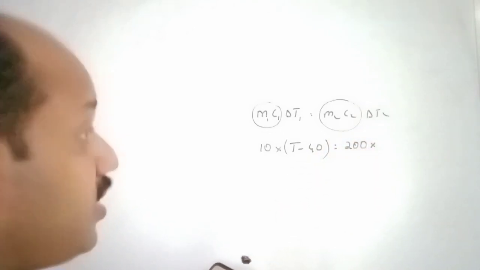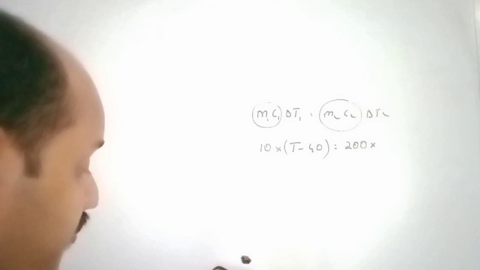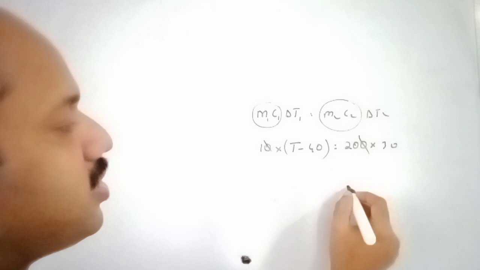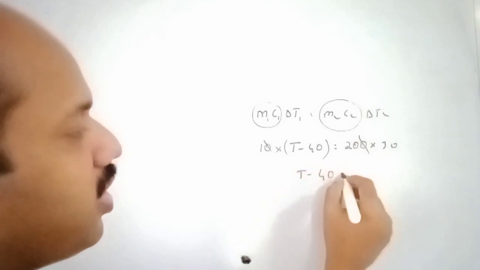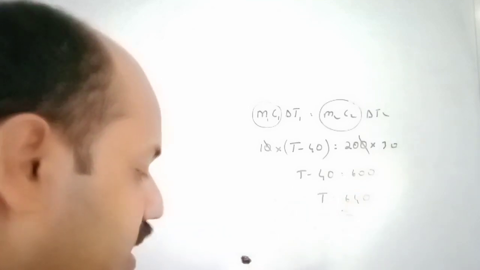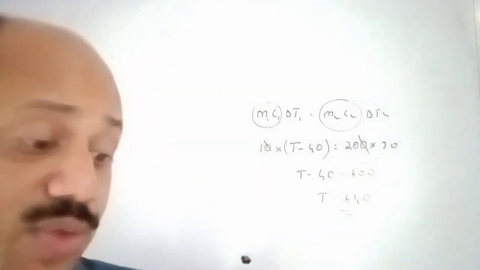Then what is that? Into delta T2 is how much? 40 minus 10, that is what? 30. Let's go on, right? Now T minus 40 is equal to 600. Now T is equal to what? 640. The temperature is 640 degrees Celsius. 1 is the answer.